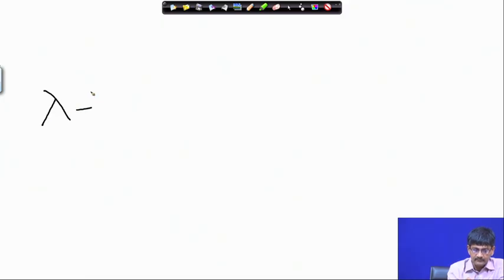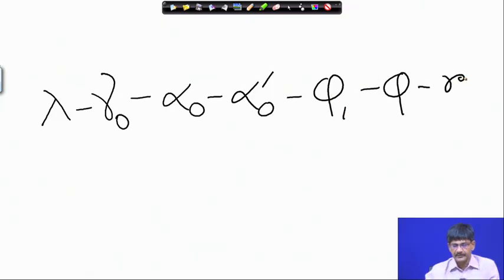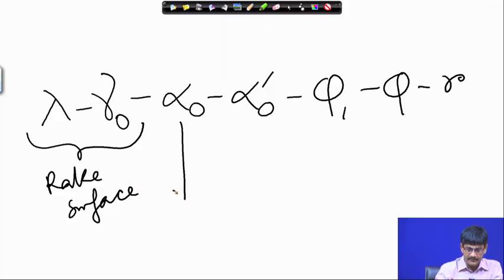lambda, gamma O, alpha O dash, phi 1, phi r. You might say, isn't the same problem that you mentioned about ASA system going to occur here as well? No, because here you will find that we are defining the rake surface orientation by these two angles. We are defining the principal flank by this one.